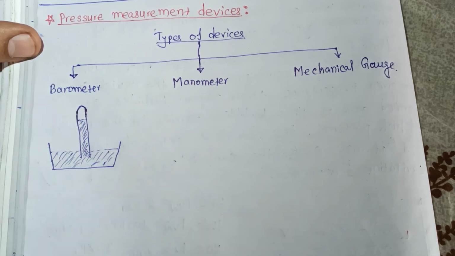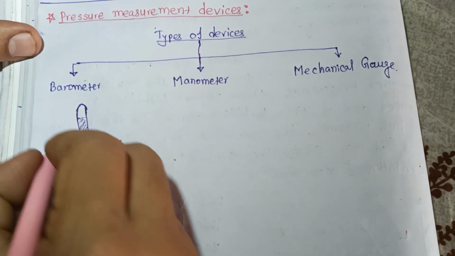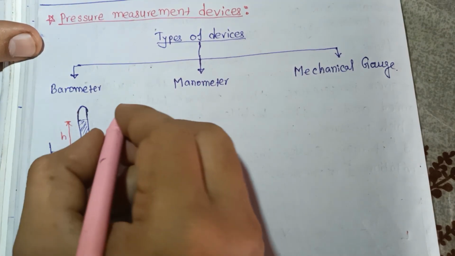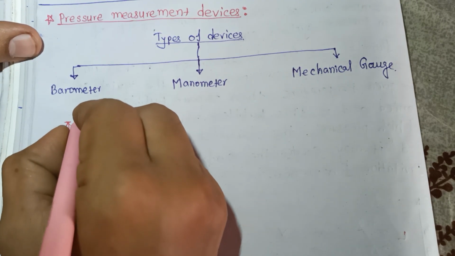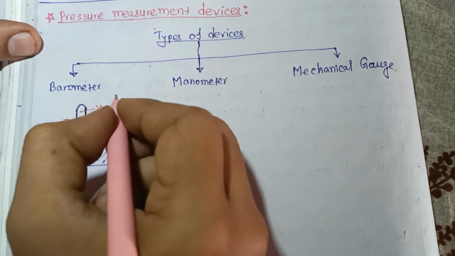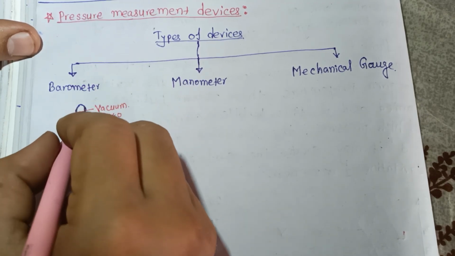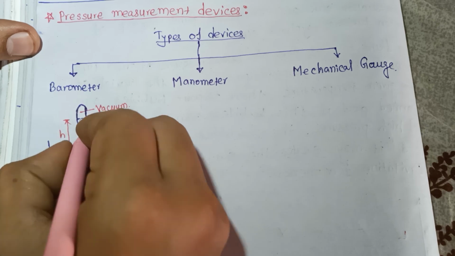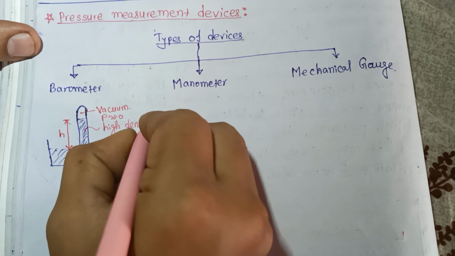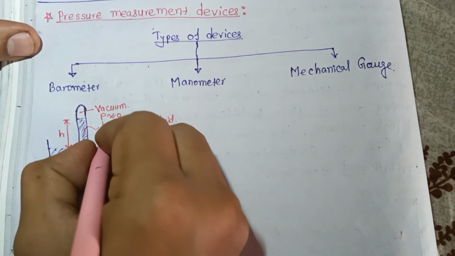Inside that there is mercury, and here the height is h. And here there is a vacuum zone. Vacuum zone means P tends to 0. This is a high density fluid and very low vapor pressure.